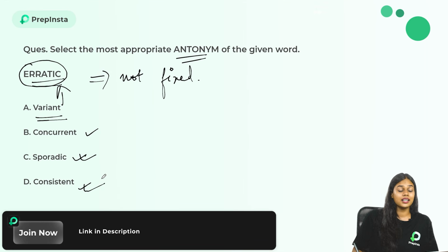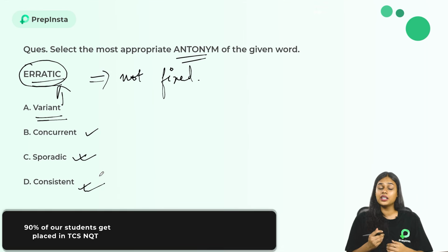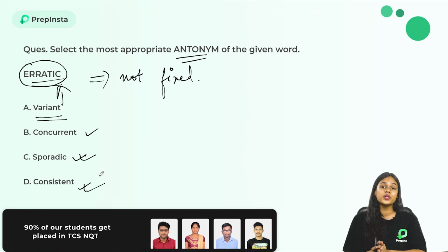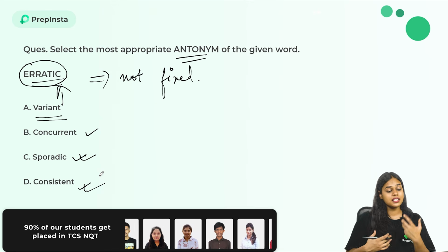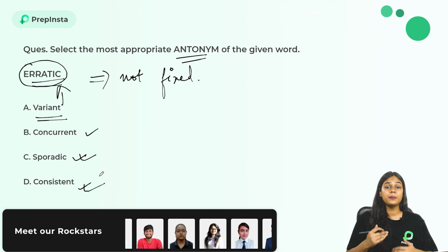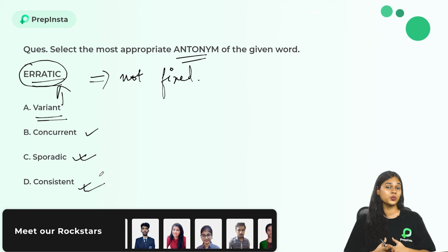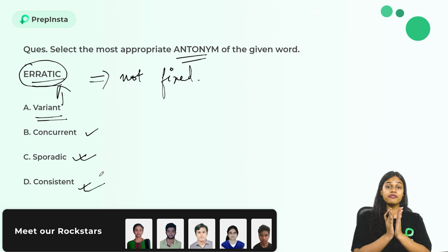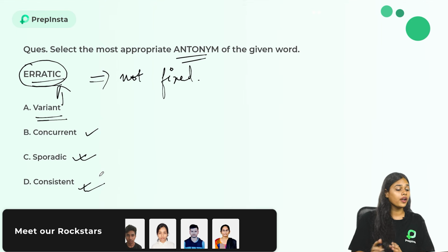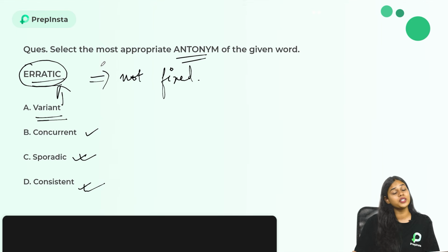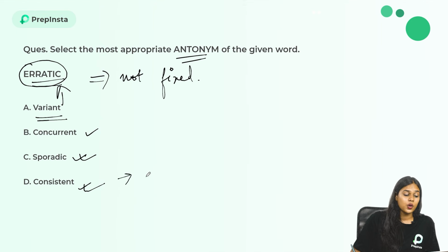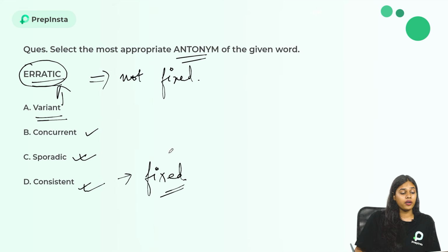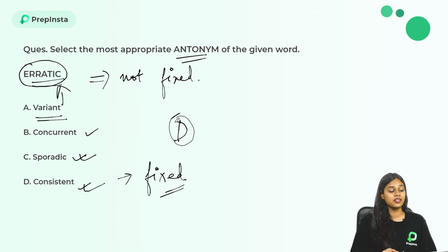And consistent. Consistent means something that is fixed. A person who is consistently doing something good, a person who is consistently keeping up the good work. That is the meaning of the word consistent, means to have a fixed posture. All right, so the antonym of the word erratic can be consistent, which means to have a fixed way of behavior. So we can say that option D, or the word consistent, can be the correct answer as an antonym for erratic.